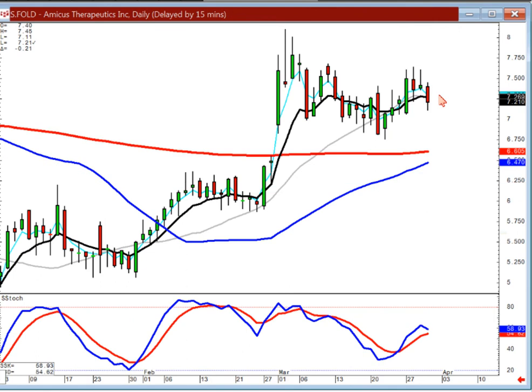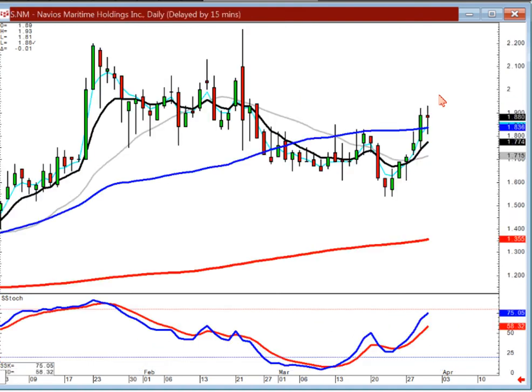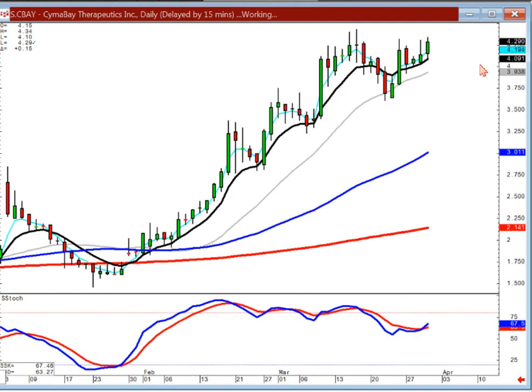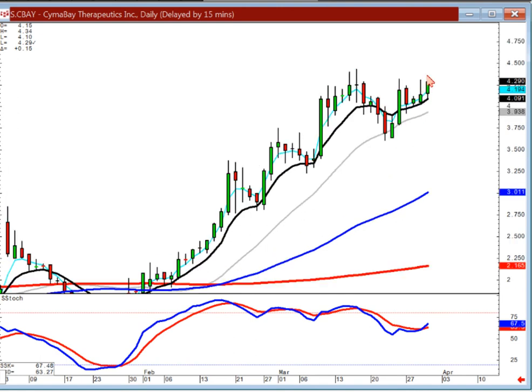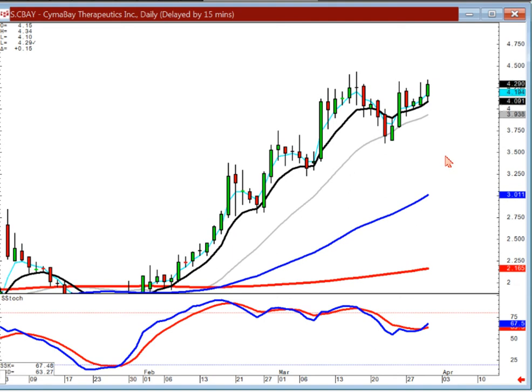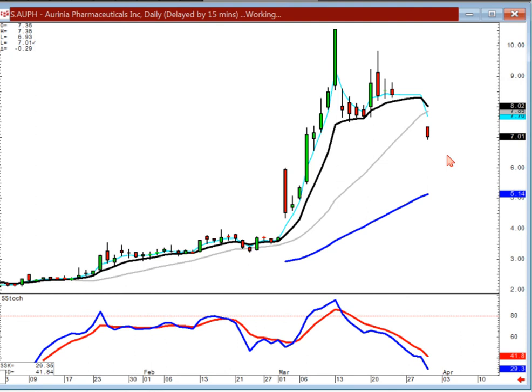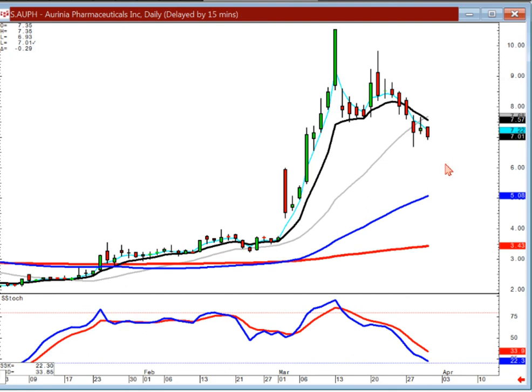I think we did OCLR. NM, another one you can get ready to buy on positive trading. A doji sandwich break to the upside. CBay, you can buy this one on strength. J-hook pattern breakout. An AUPH you shouldn't be in. It's been trading below the T-line. Nothing there. Probably have to wait until the stochastics get into the oversold area.